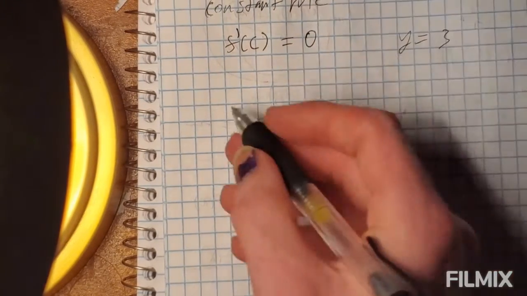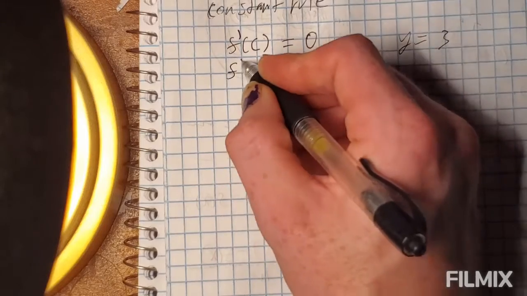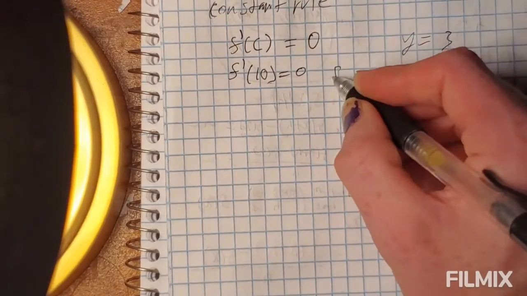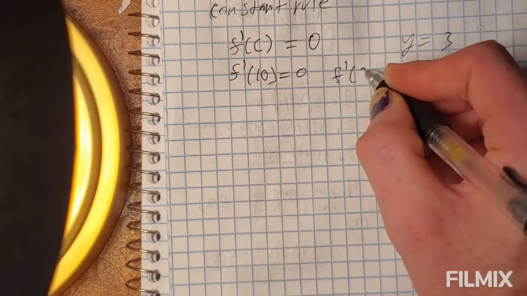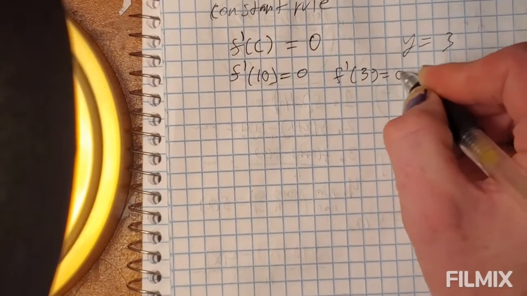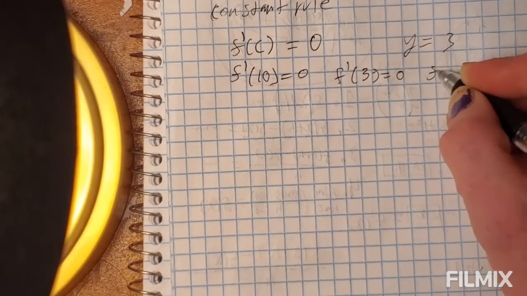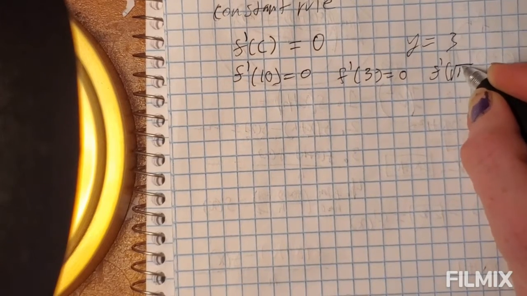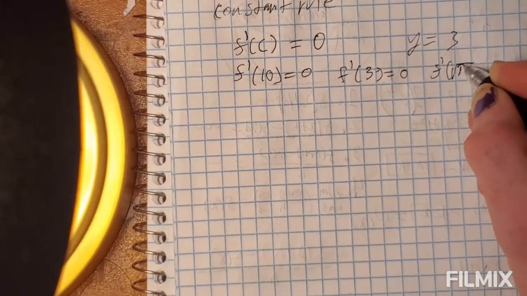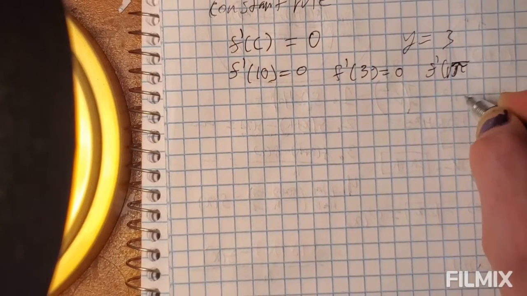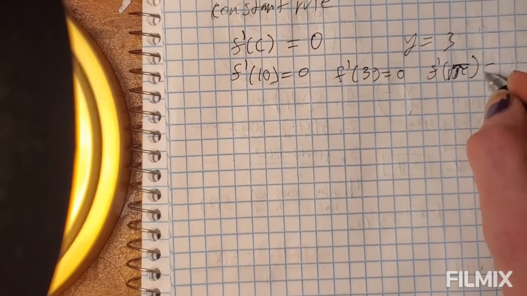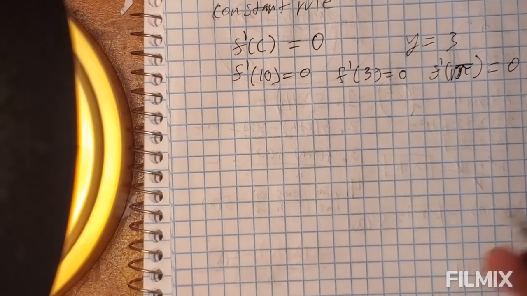And this one was easy. So, you know, the derivative of 10 is 0. The derivative of 3 is 0. The derivative of the square root of pi, and remember, pi is just a number, 3.1415926..., equals 0, because it's just a number.